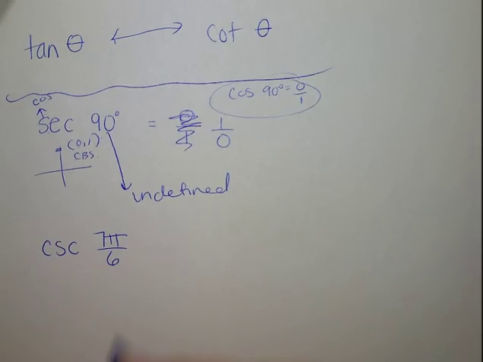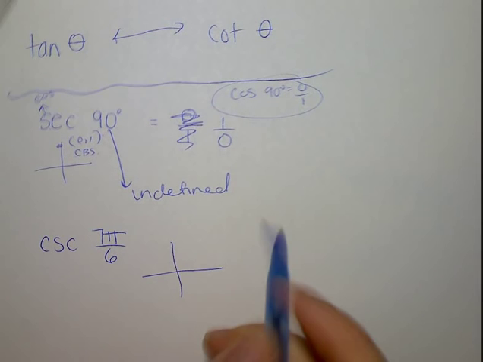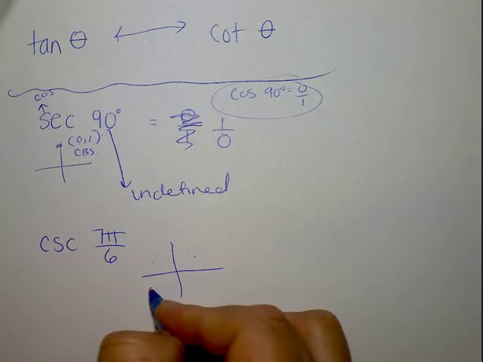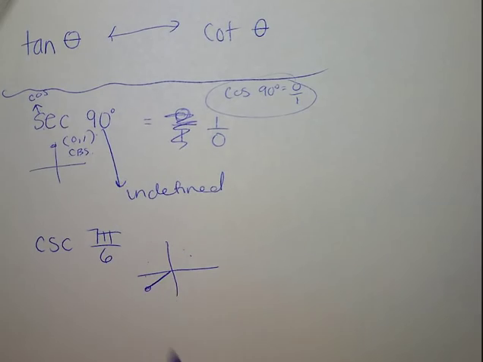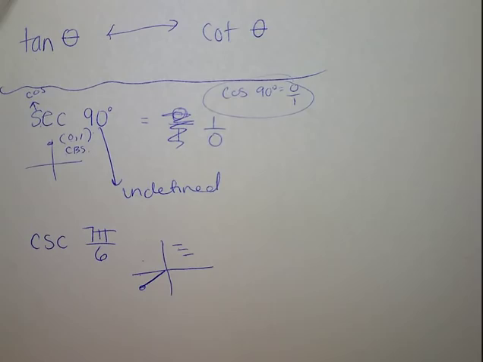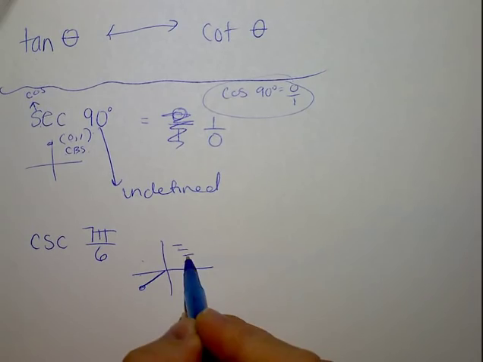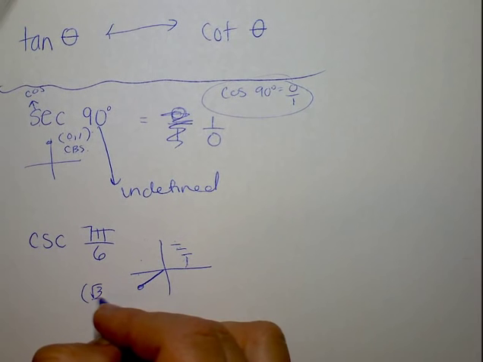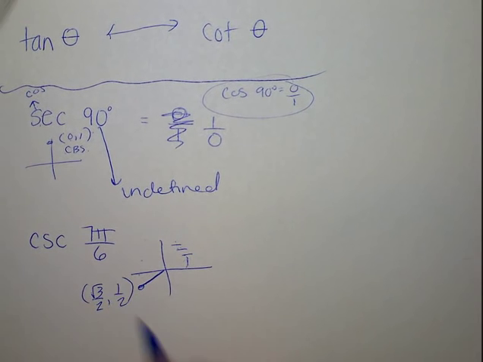Now 7 pi over 6, if you need a little refresher, 1, 2, 3, 4, 5, 6, 7. So it's right here. Is this a reference angle to the top, the middle, or the bottom? It is the bottom. And the bottom is 1, 2, 3. It is radical 3 over 2 and 1/2. Remember at this point, don't worry about the positives or the negatives, okay?